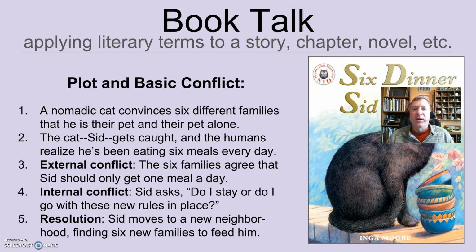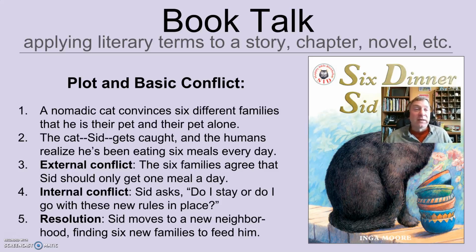Six-Dinner-Sid, happy where he is. Well, then the neighbors find out through a series of events, and they get together and they decide poor Sid should not have 6 dinners. We will rotate so that Sid only gets 1 dinner a day, because 6 dinners a day for a cat can't be a very good thing. Six-Dinner-Sid becomes 1-Dinner-Sid, and then of course that's when the conflict begins for Sid.